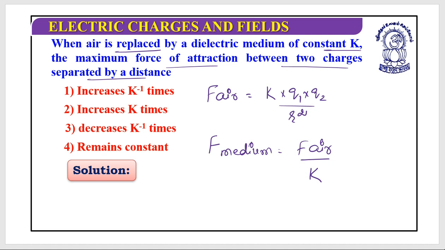Yes, so this is decreased by k inverse of times, because this would be a positive number. As this would be a positive number, this would be a moving down.